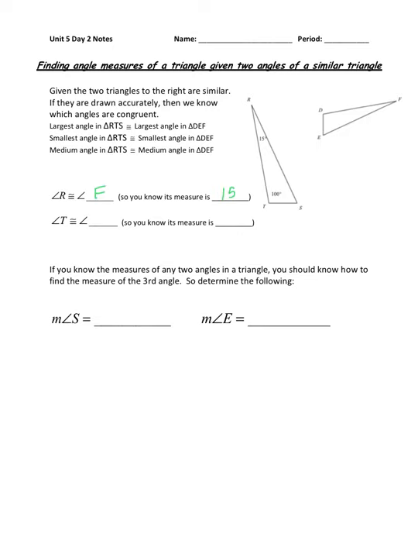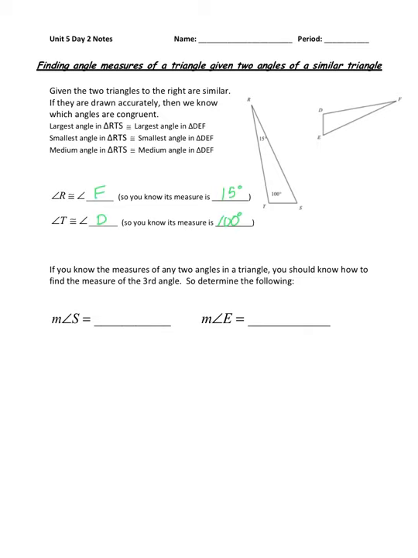Okay, we can see that the biggest angle in triangle RTS is angle T. And that corresponds to the biggest angle in the other triangle. I have not given it a name yet. In the other triangle, it corresponds to angle D. So what's its measure? Well, it's 100 degrees. Put my little degree symbol here.